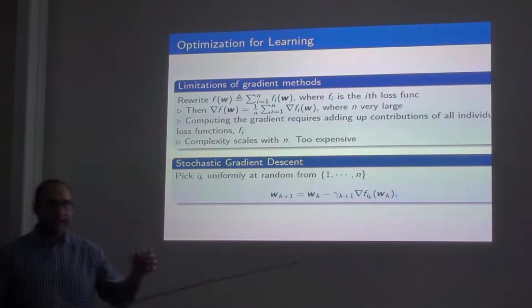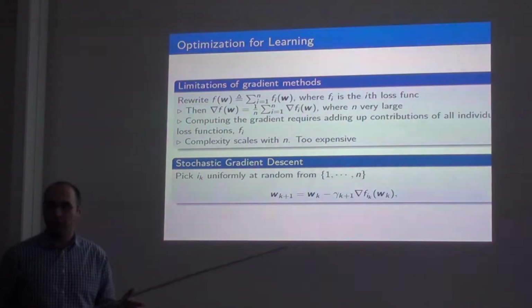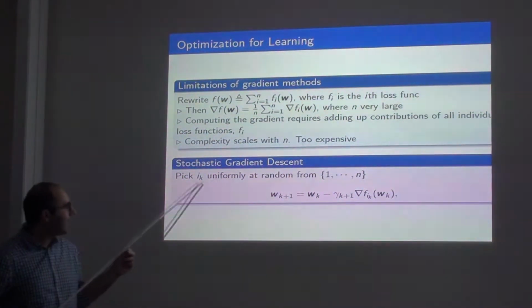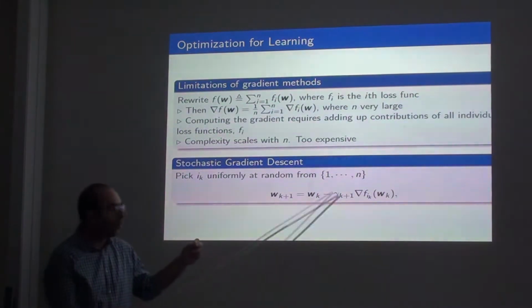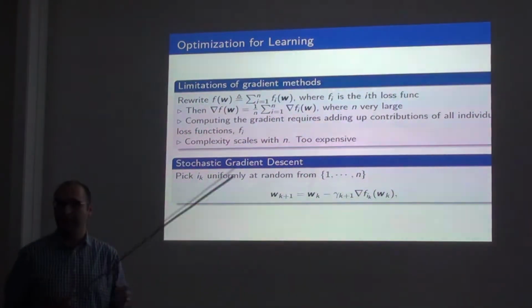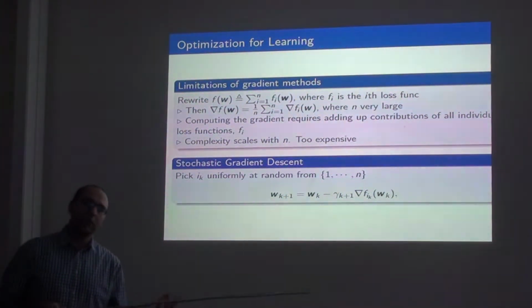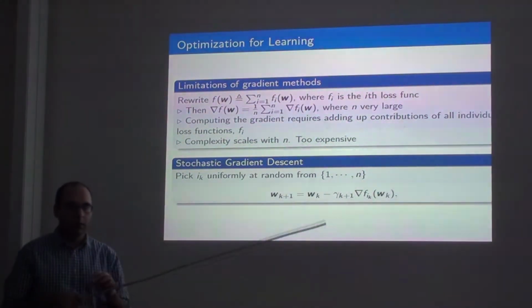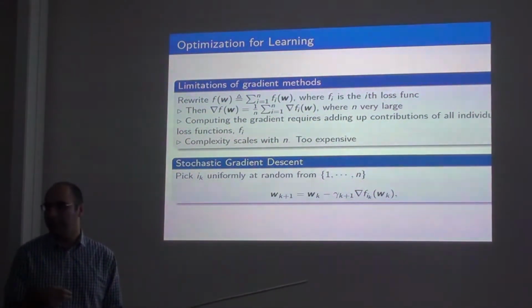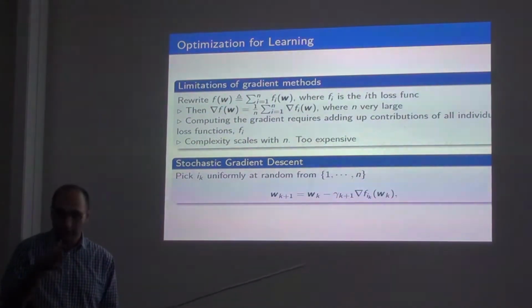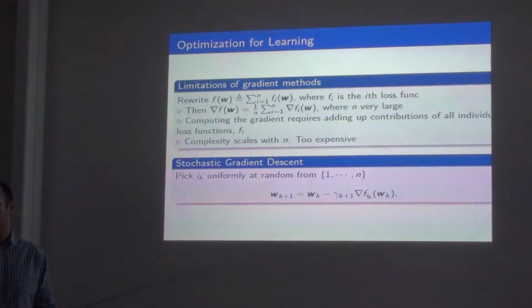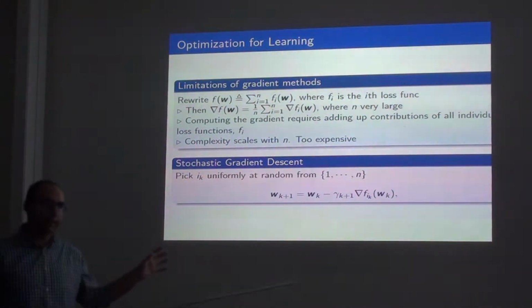The idea is very simple. Instead of getting the full gradient information, you pick a random index from the set of indices in your system. You just pick the index of a random point, compute the gradient for that point, and go along the gradient for that point only. Under some conditions, this will converge.